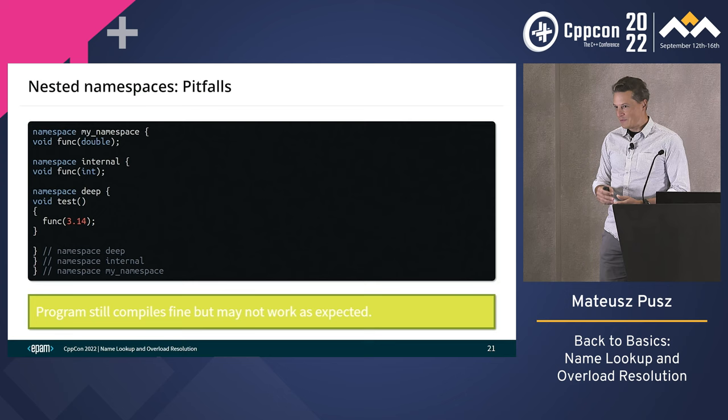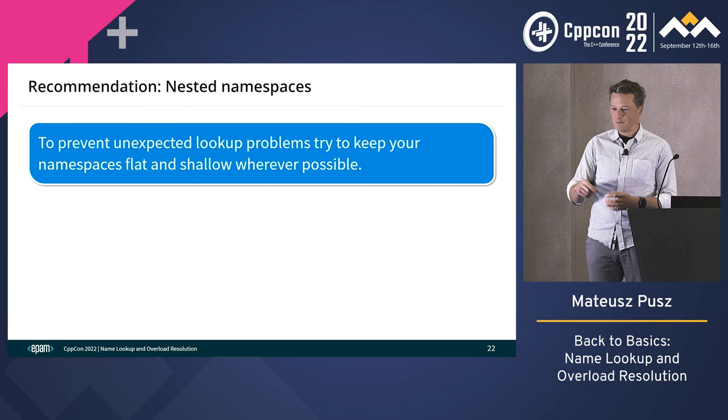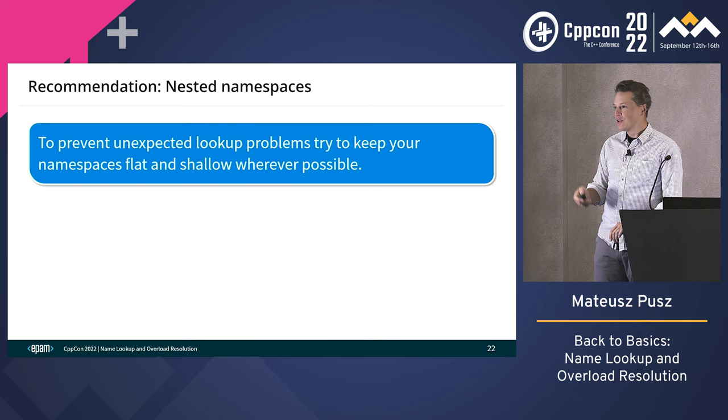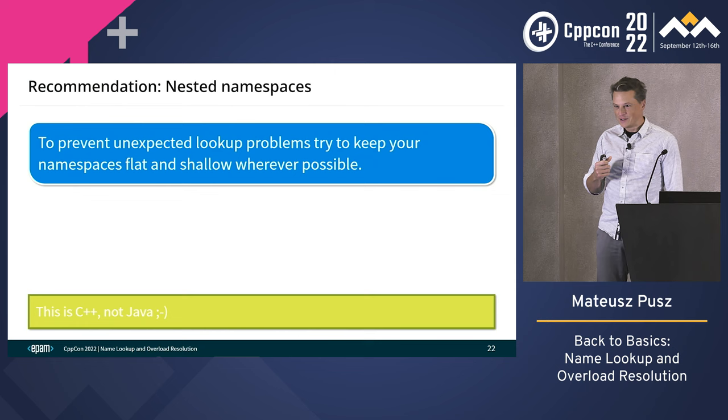inconvenient. And that's why, as a recommendation, I would like to say: prevent deeply nested namespaces in your projects. Of course, use namespaces for your project. You should always stay out of the global namespace with all of your definitions, but try to keep it flat. The more you nest namespaces, sooner or later you will have this problem. In large code bases, this is a huge problem. This is C++, not Java, right? We don't want to have many nested namespaces.